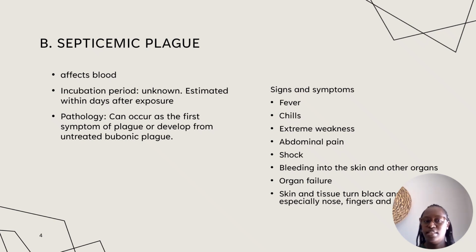And some of the signs and symptoms of the septicemic plague are almost similar to those of the bubonic plague. They include fever, chills, extreme weakness, abdominal pain, shock, bleeding to the skin and other organs, organ failure, and the skin and tissue will turn black and die. That is especially around the nose, the fingers, and the toes.